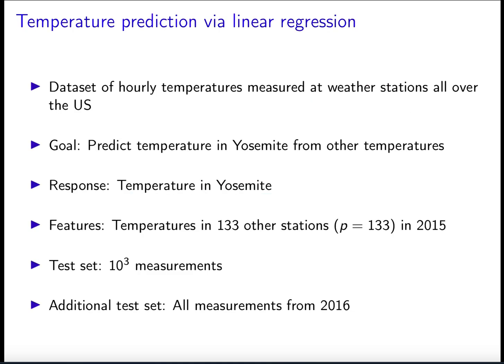So now we're going to see what happens in practice when you apply early stopping to real data. As usual, we're going to apply it to this temperature estimation data set, where we want to estimate the temperature in Yosemite from the temperature in 133 other stations.